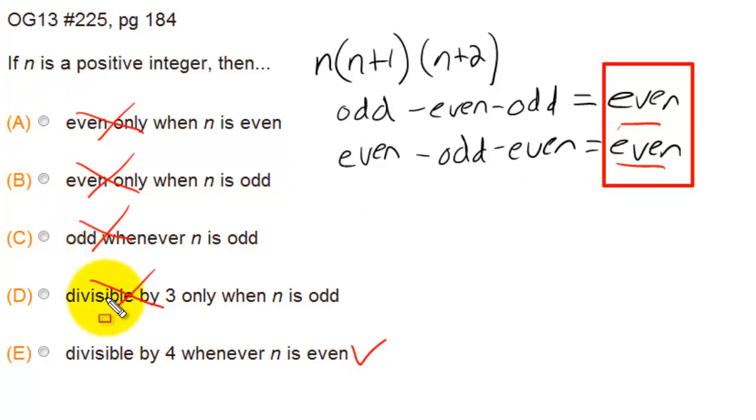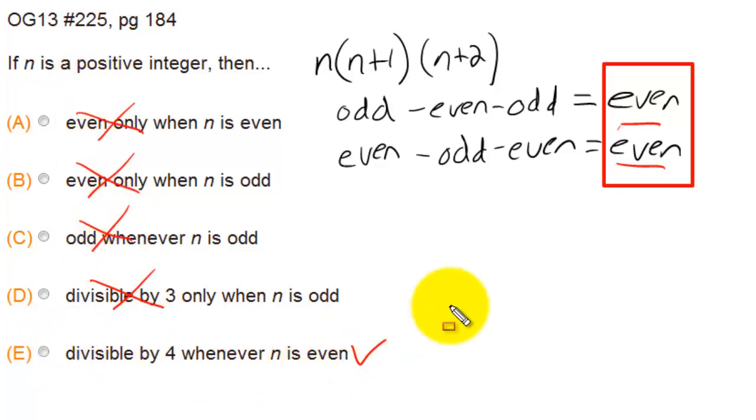D you can also eliminate because you can't say for sure that it's divisible by 3, because you can clearly find an example where it's not, because 3 is an odd number. For 4, you may or may not be sure, but you already definitively eliminated all the other choices, so you know the answer is E.